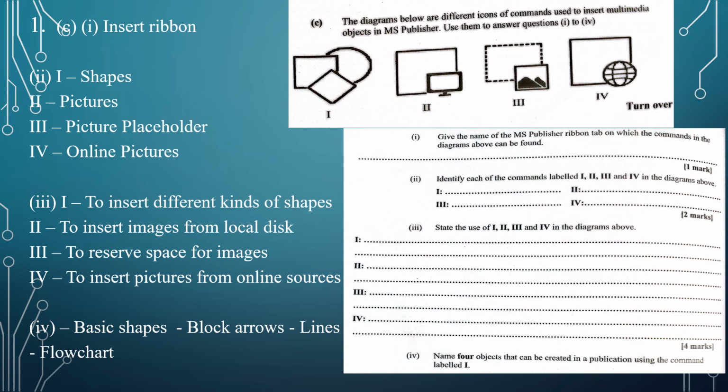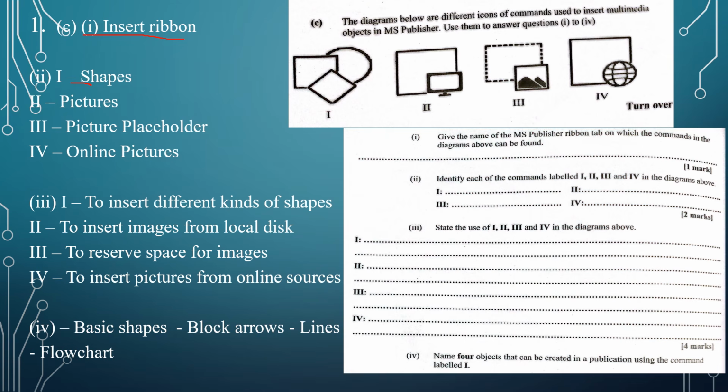Then C, we have to identify the diagrams below. They are found in Microsoft Publisher. So Publisher is a desktop publishing software. First, we have to give the name of the ribbon tab where these tools can be found, and the answer is the Insert tab. That is where you can find all these diagrams here, and we have to identify them.